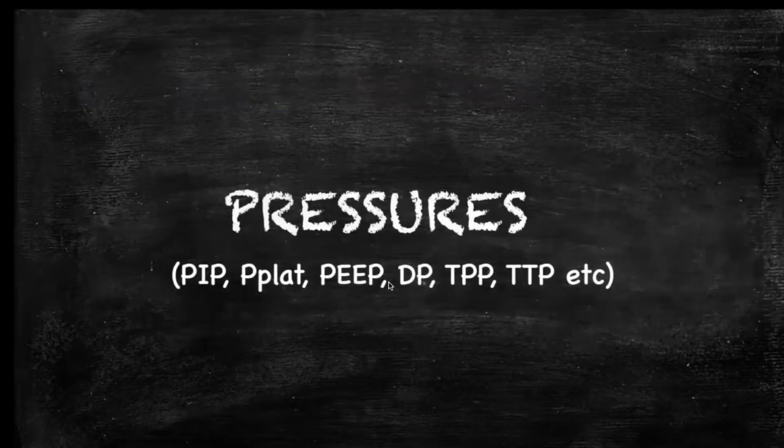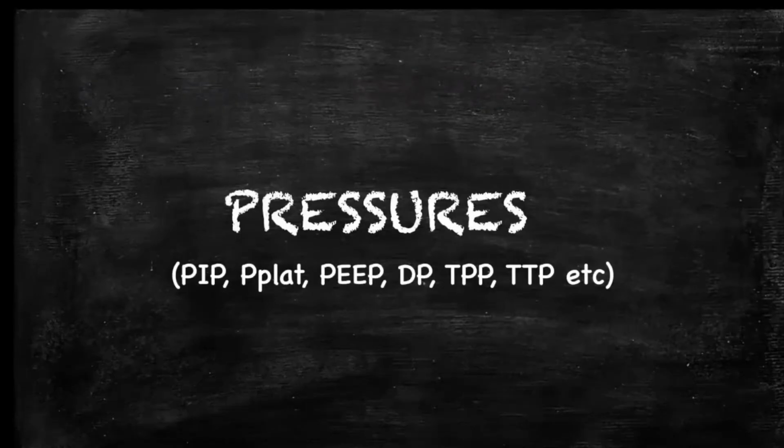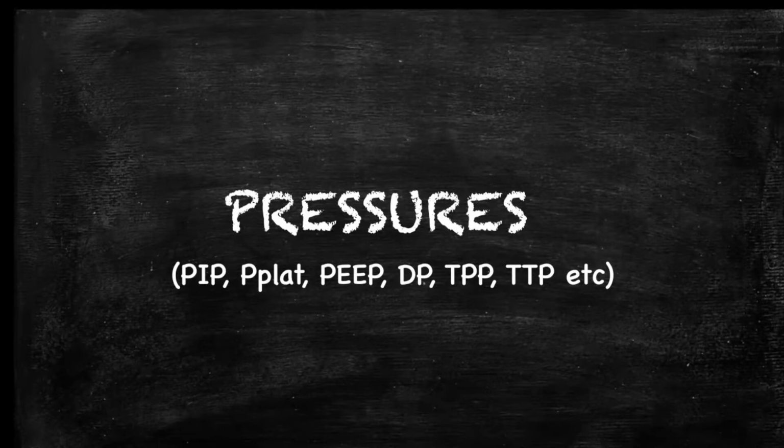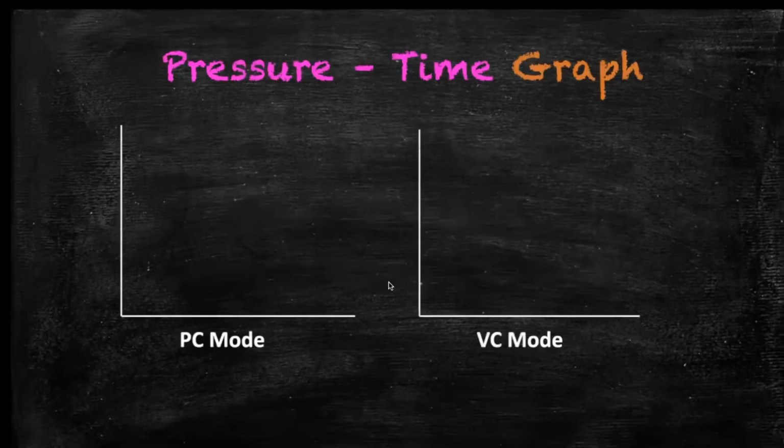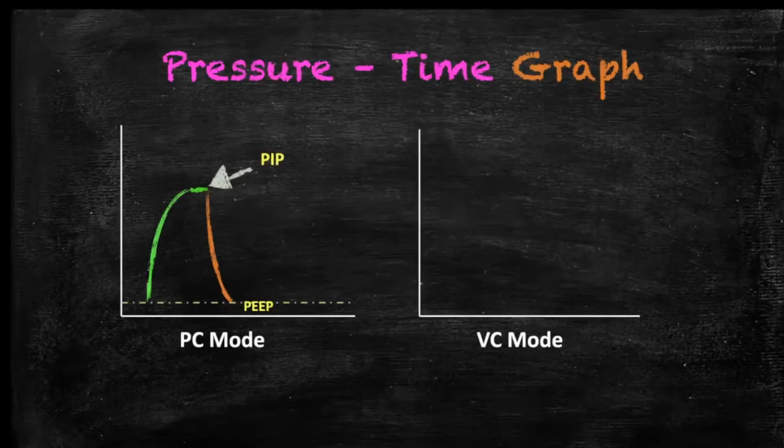So coming to pressures, the popular terms we all hear all the time are PIP, that is peak inspiratory pressure, plateau pressure, positive end expiratory pressure, driving pressure, transpulmonary pressure, transthoracic pressure, etc. So this is a schematic presentation of the pressure time scalar. These scalars, loops, these kinds of pulmonary graphics will be discussed in more detail in the lecture on pulmonary graphics. Here, for our understanding, we need to see that at the base, we have a positive end expiratory pressure above which a breath is delivered.